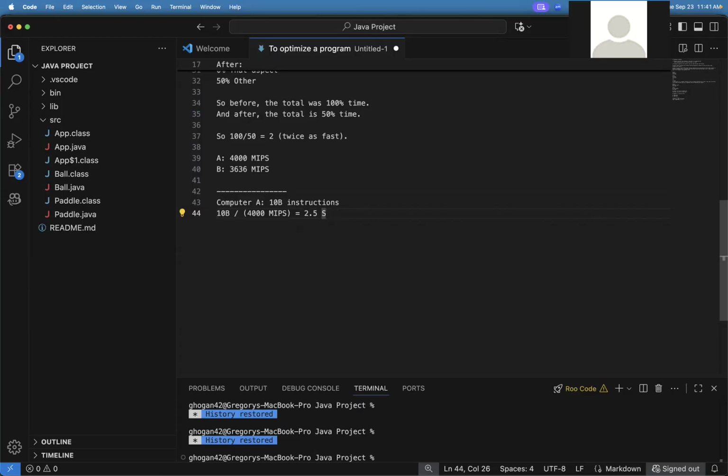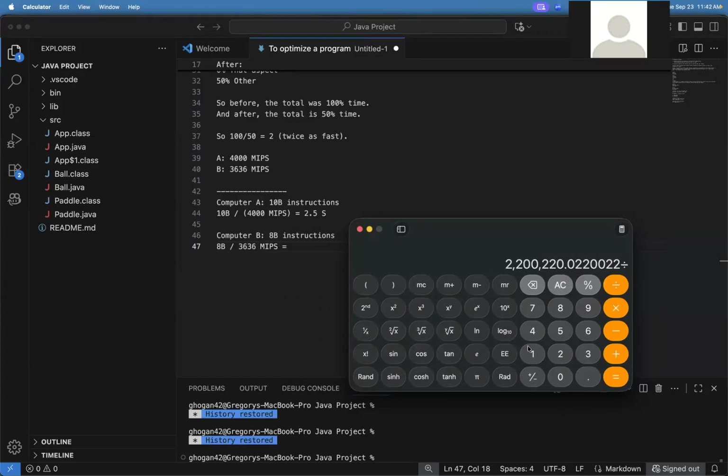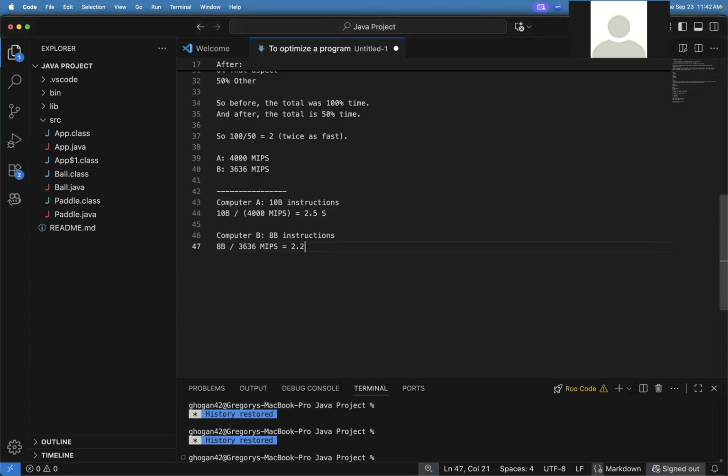2.5 seconds. Now, computer B, I'm not going to flip back there, but I remember that it said it took 8 billion instructions. So that would be your 8 billion divided by the 36 MIPS, and then we have to divide by a million again. And we get 2.2. So this is 2.2 seconds.